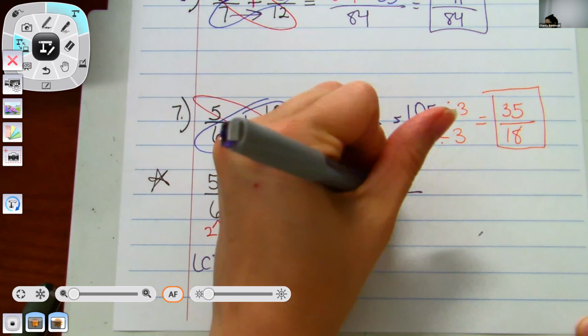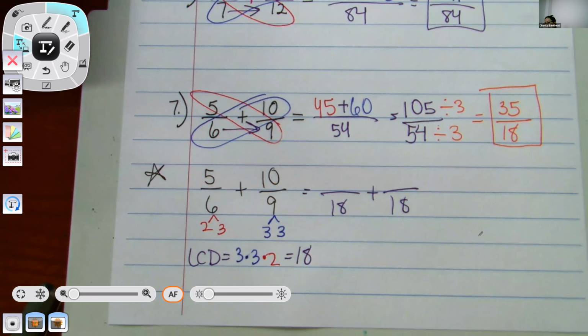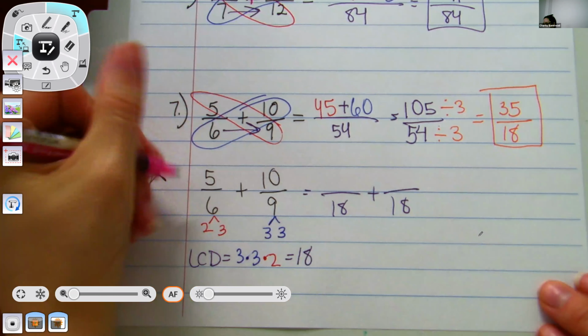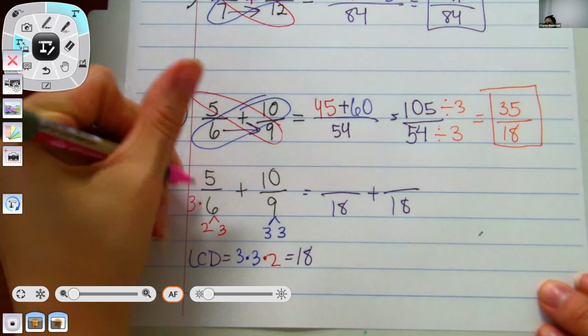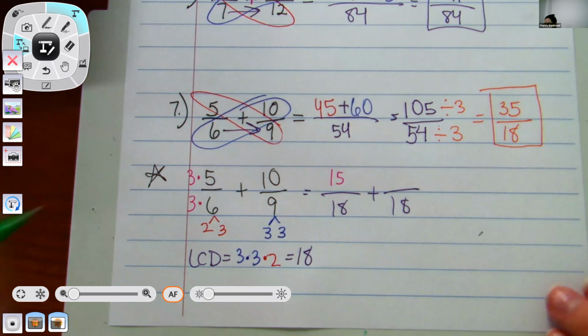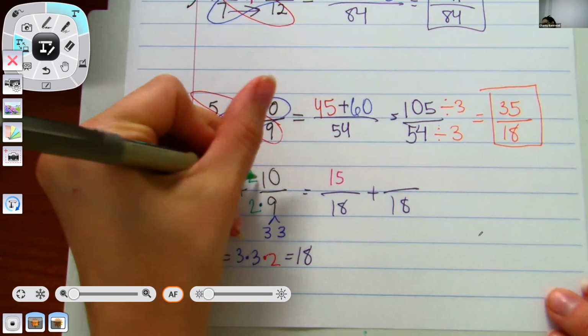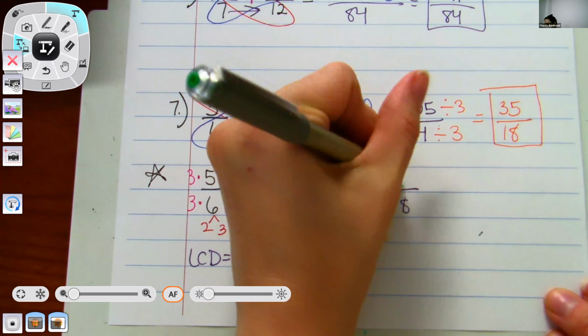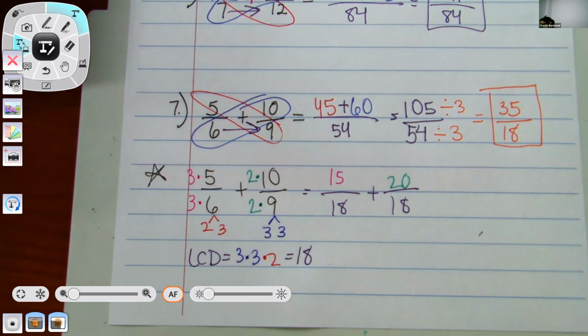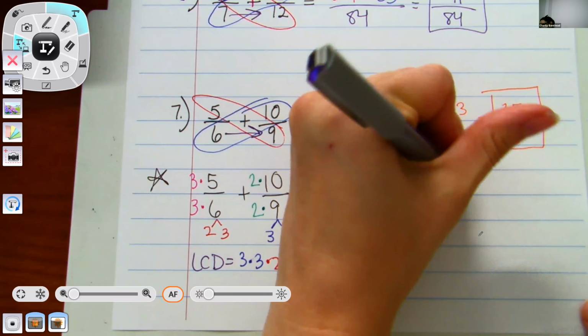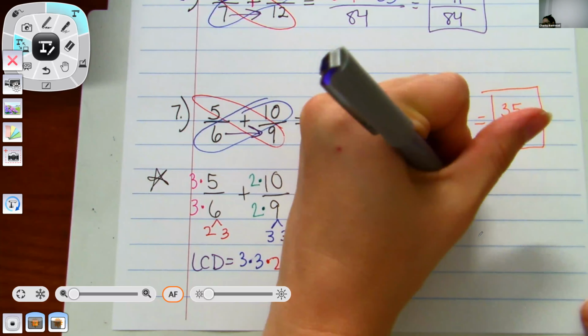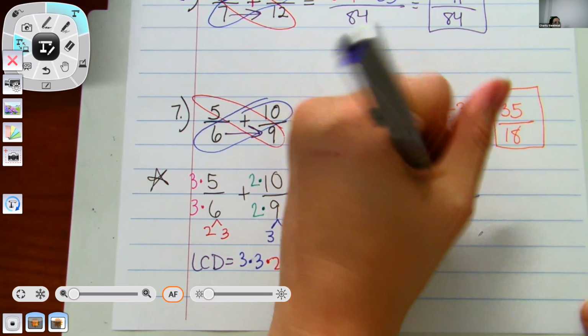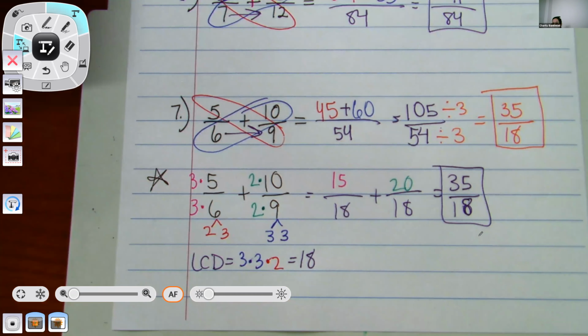And then what do I have to multiply with 6 to get 18? That's 3. 3 times 5 is 15. And what do I have to multiply with 9 to get 18? That's 2. And 2 times 10 is 20. And then 15 plus 20 is 35. So it's 35 over 18. So they're just equal. Whichever way you prefer, you can obviously do it either way.